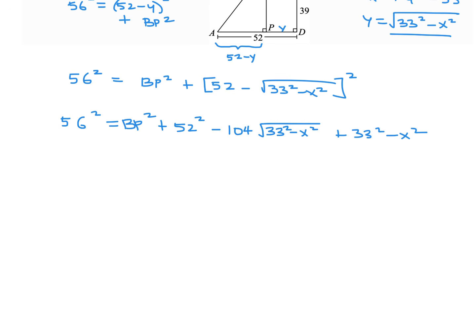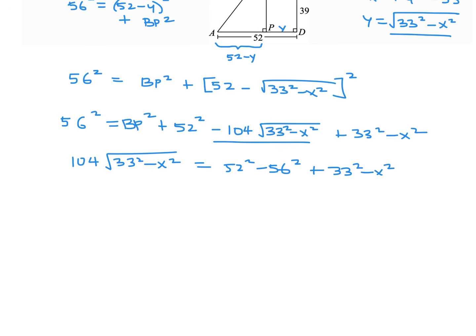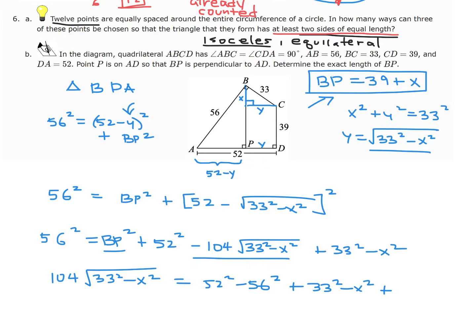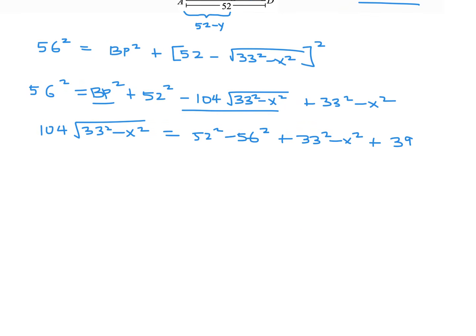All right, so let's put this guy by itself somewhere, because eventually we're going to have to square that to get rid of the radical. So let's put that, and then put everything else on the other side. So I have 52 squared minus 56 squared, plus 33 squared minus x squared, and then plus BP. And where's BP? BP's here. But I'm going to put this guy in there, because otherwise I can't figure out the value for x. Okay, that's pretty good. So now let's clean this all up.